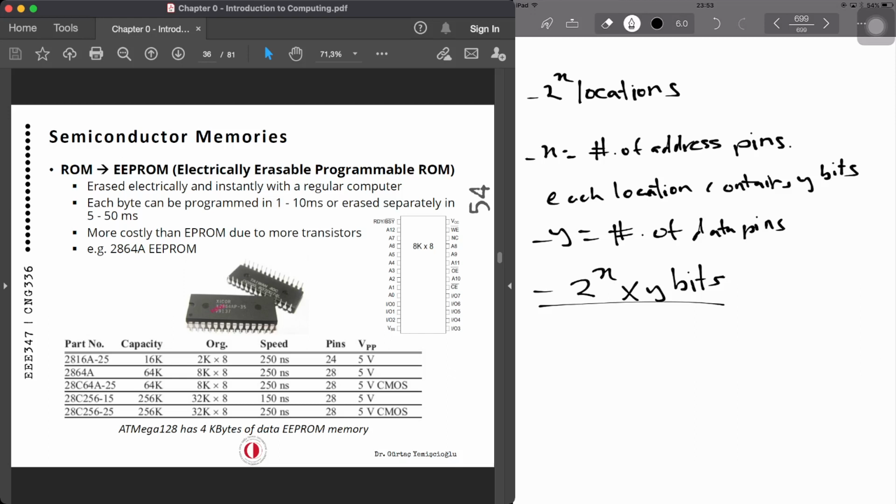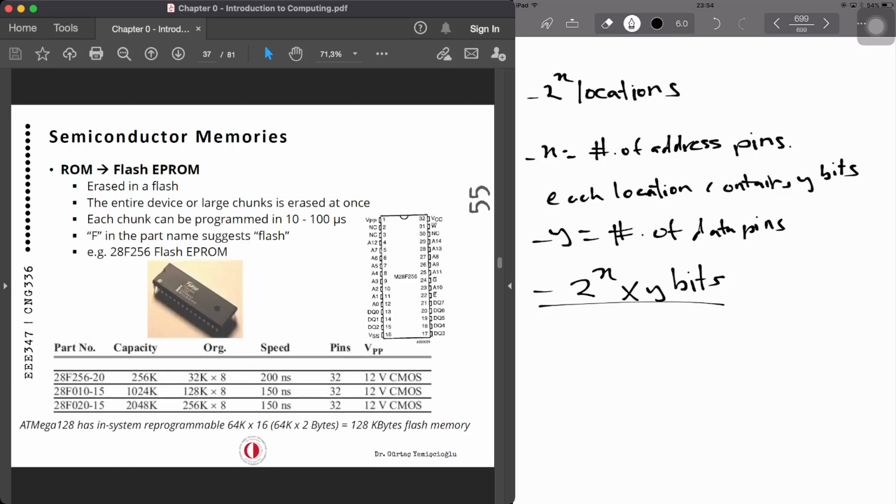And the good thing about EEPROMs is you can select which byte to erase. So you can select a specific byte and erase it. Another type of EEPROM is a flash EEPROM, which we generally use nowadays. They are called flash EEPROM because they are erased in a flash. So you are actually erasing large chunks at once. Each chunk can be programmed very quickly, like 10 to 100 microseconds. So if there's an F in front of it, that means it's a flash memory.